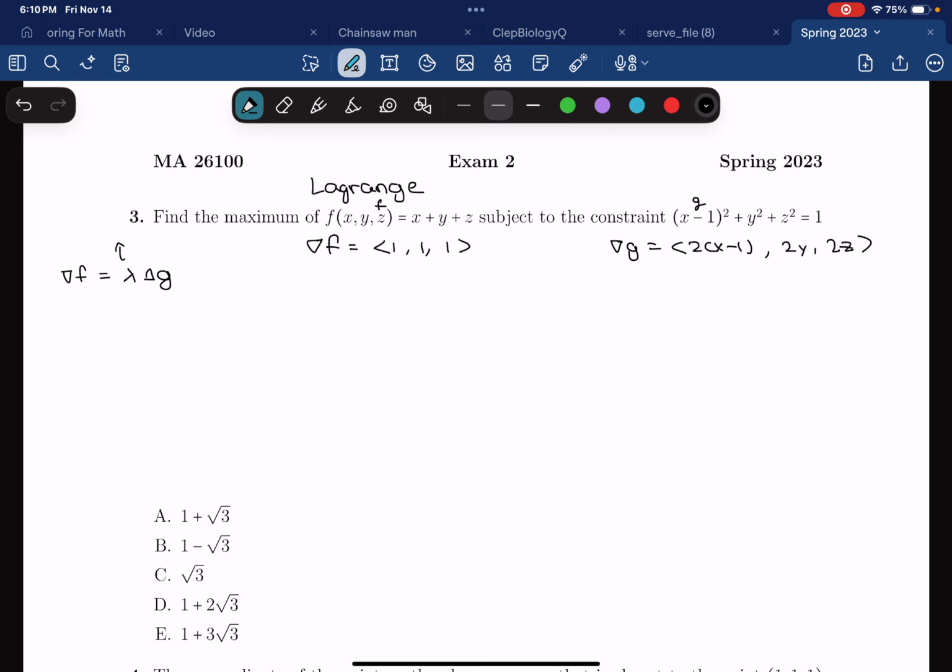Remember, lambda is just any constant. It can literally be anything in this case. So we know that 1 is equal to lambda times 2(x minus 1), 1 is equal to lambda 2y, and 1 is equal to lambda 2z. Now I'm going to first deal with these two. If you divide them, these cancel out, these cancel out. You simply get 1 is equal to y over z, which means z is equal to y in this case.